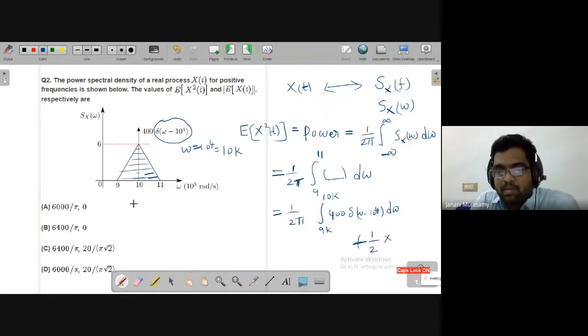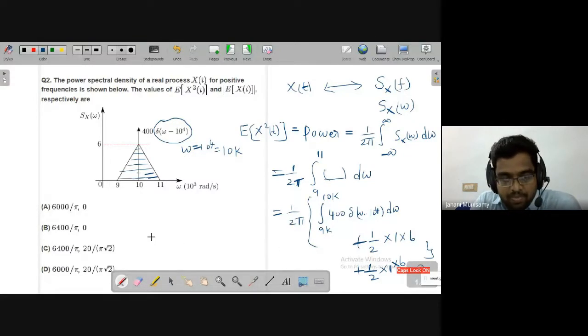1 by 2, base is 1, then height is 6. 1 by 2, 1 into 6, and then 1 by 2, 1 into 6. Again, you should note down the frequency is in k, that means 1k and then 10k. So finally I will put that in terms of k. Then the integration of impulse is 1. Already 400 is there. So 1 by 2 pi into 400 plus 6 plus 6 is 12.